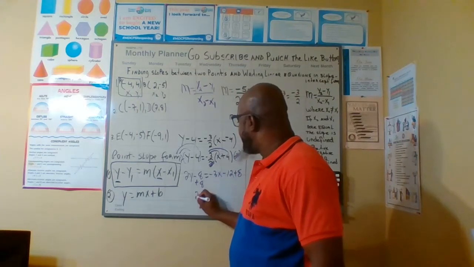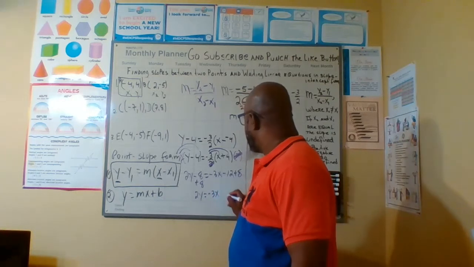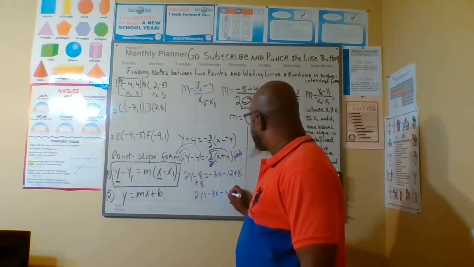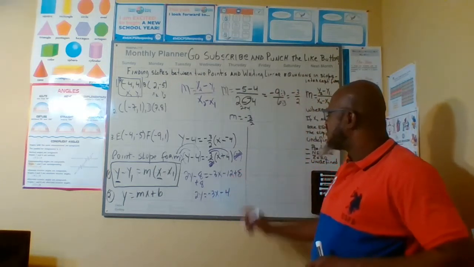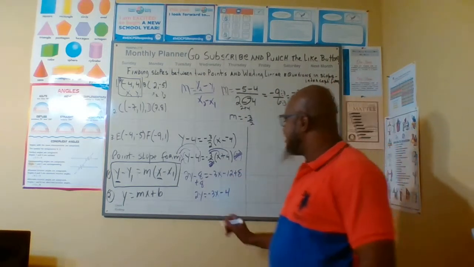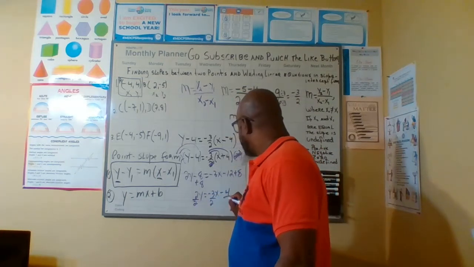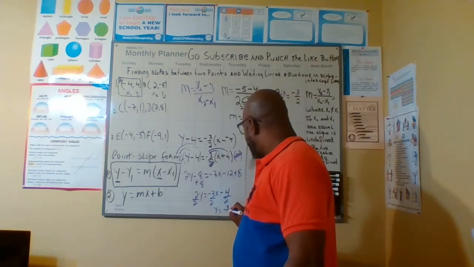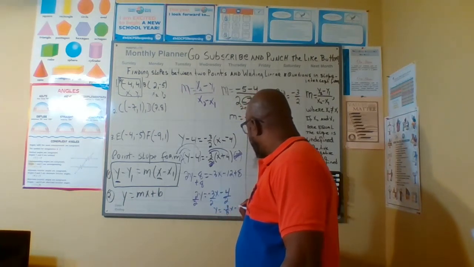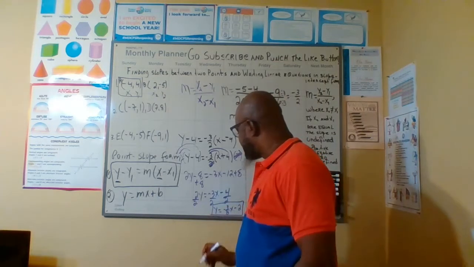Then you will have 2y is equal to negative 3x, minus 4, negative 8. Negative 12 plus 8 is negative 4. And in this case, you divide both sides by 2. And you will end up with y equals negative 3/2 x minus 2. This is your equation when you use the slope form.